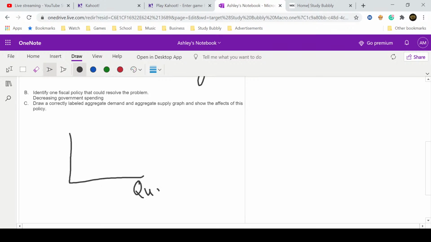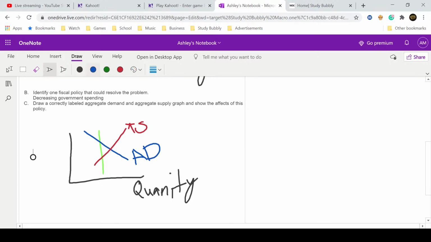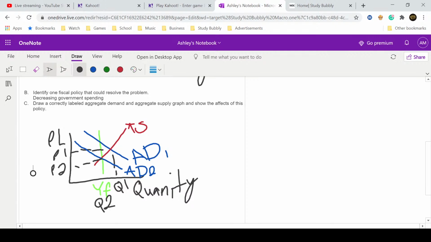So again, let's do this: quantity. This would be full employment. Draw the graph how you drew it earlier. AS, AD. So this is YF. And then this is PL. How it is would be P1, and then this would be Q1. But because you decrease aggregate demand with that contractionary fiscal policy, it would be AD2, and this would be the first one, obviously. And then the price level is now down here. And then this would be Q2. And that's just kind of how you show it.